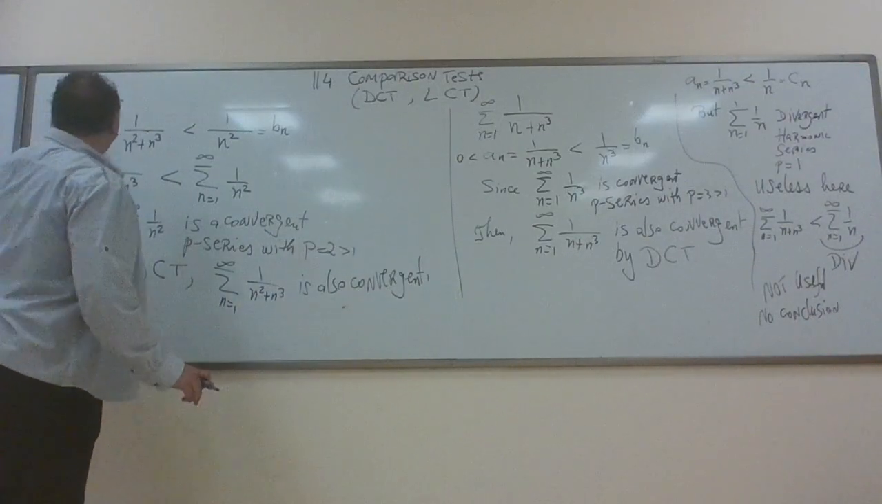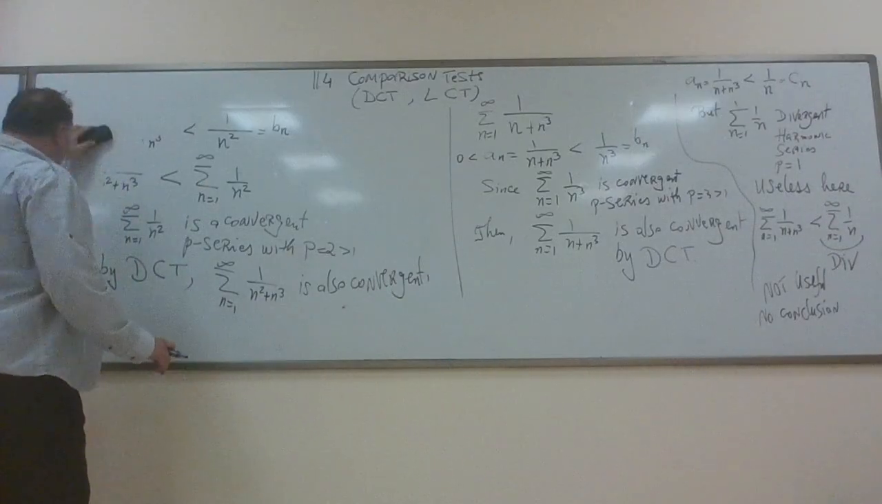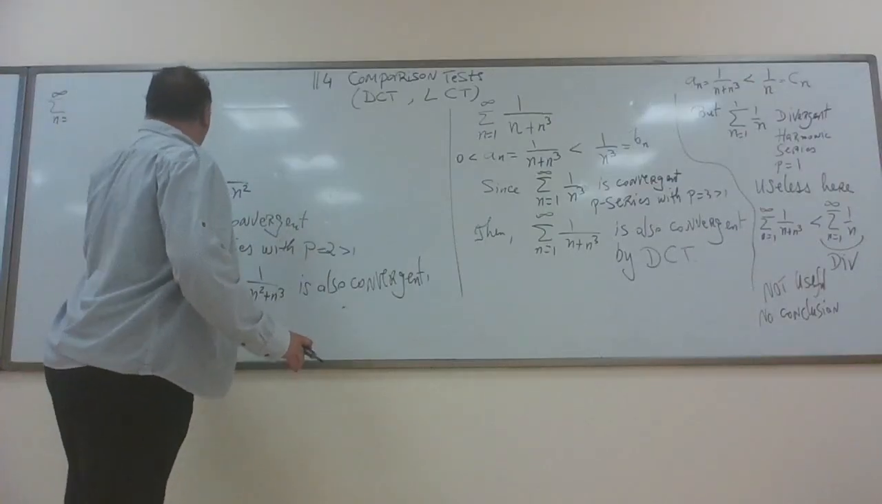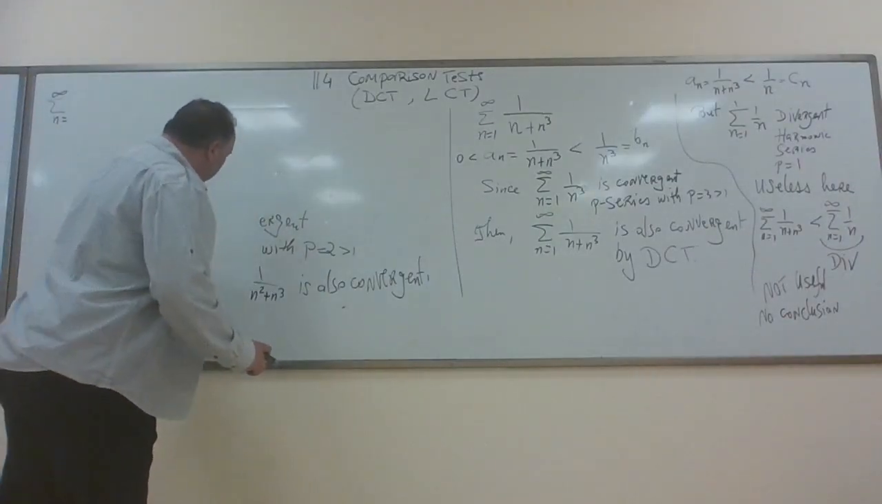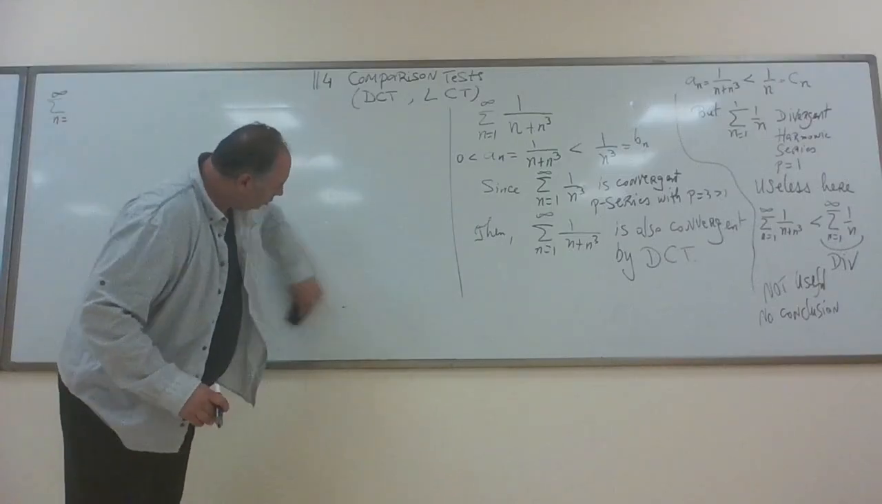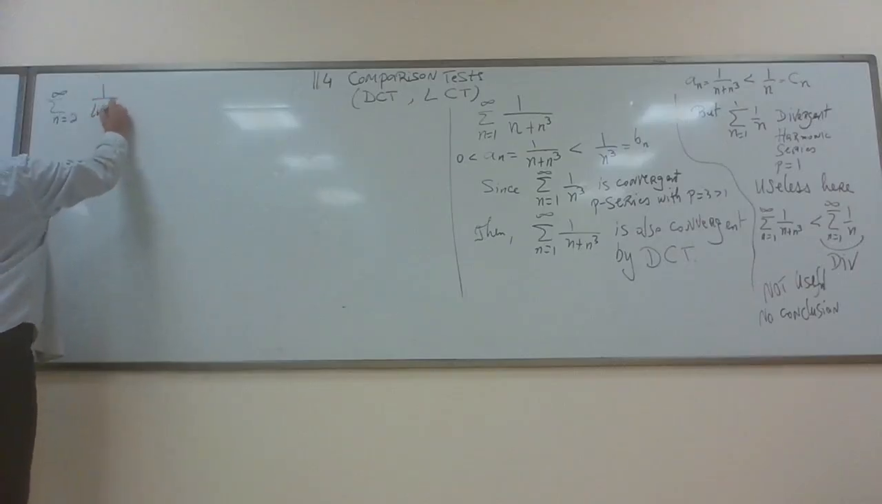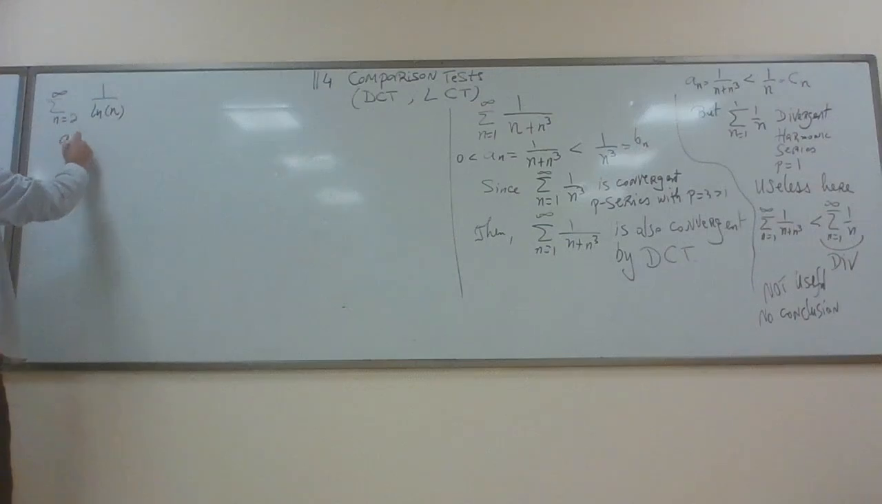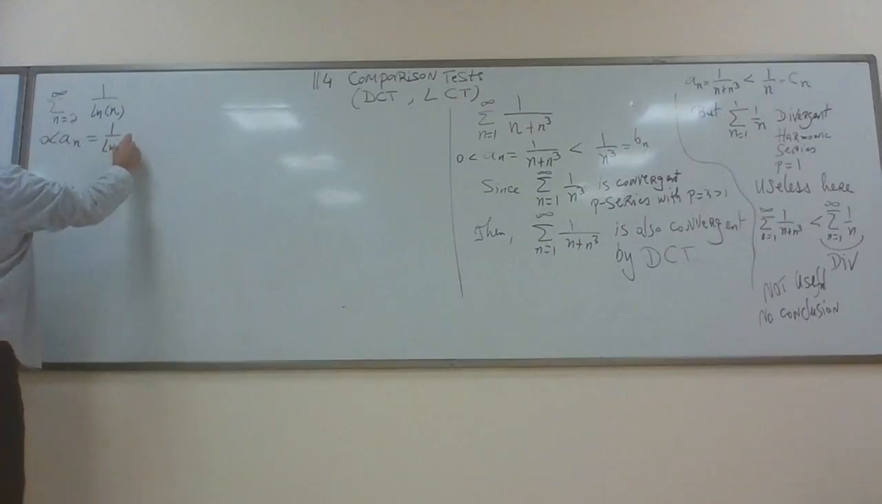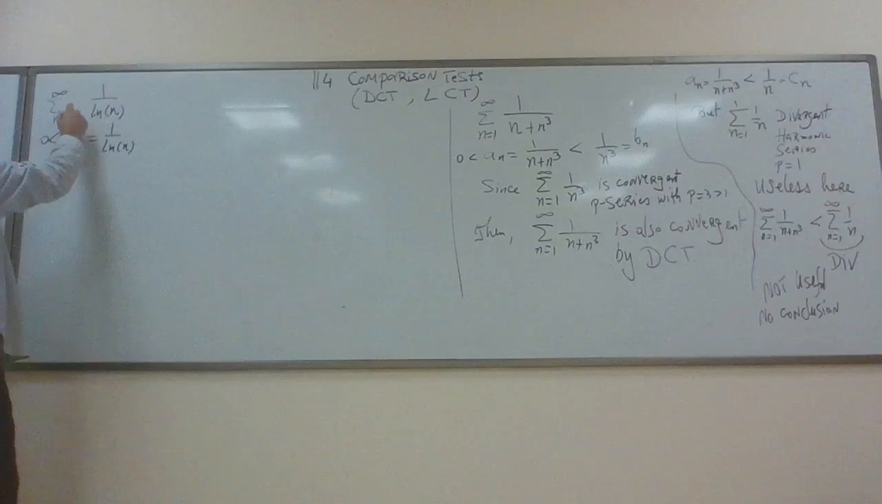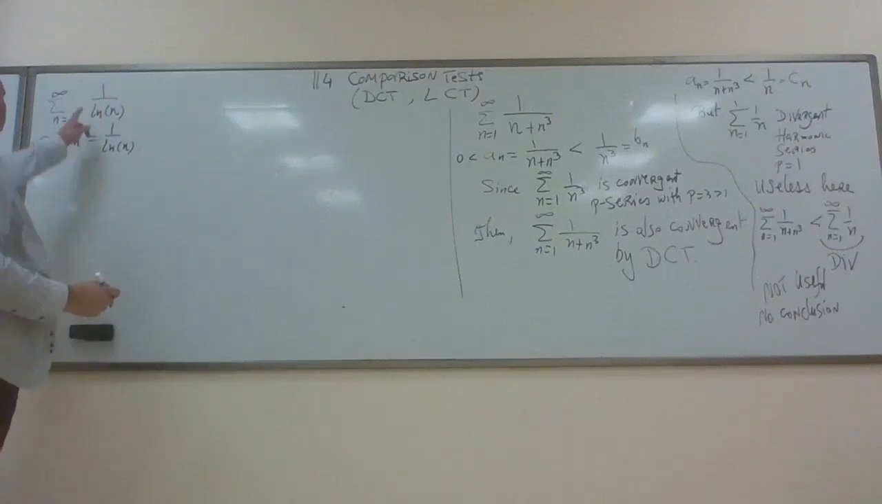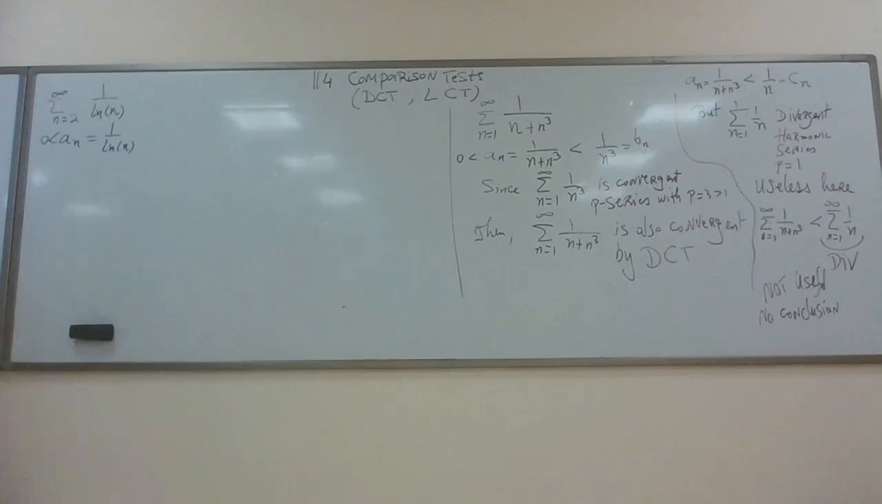Let's say we have another situation, slightly different. So let's say we have a series with the general term, so again it's positive obviously, 1 over ln n. Here we start at 2 because ln 1 is 0, so we don't want to divide by 0. So we start at 2. So some series will start with 1, some with 2, some with 3, doesn't matter. So this is our general term.